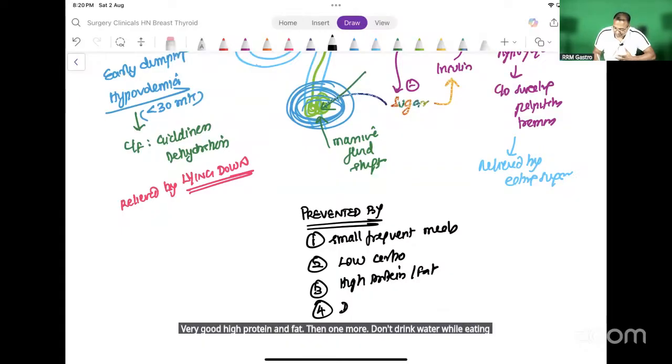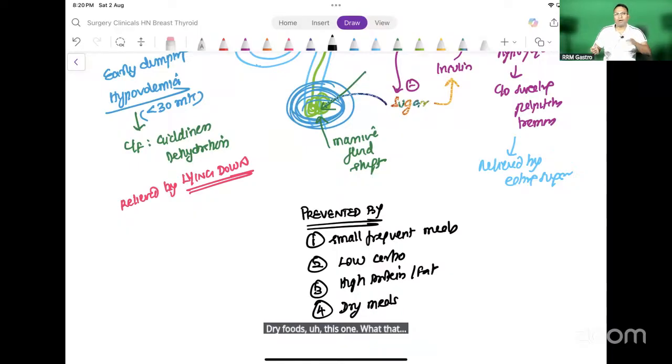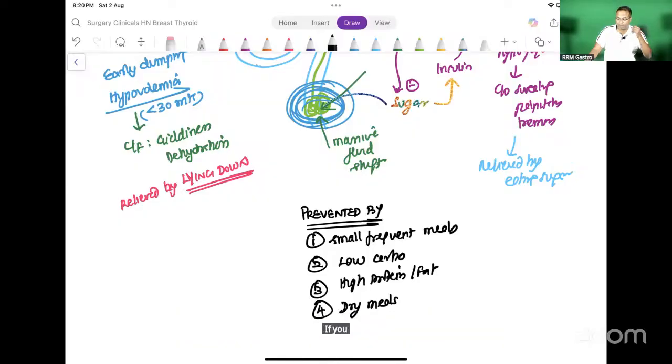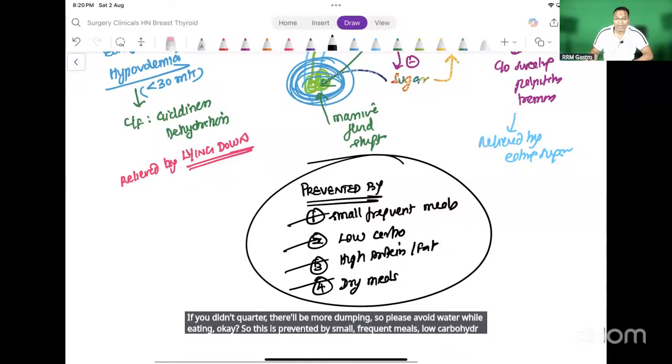So you take dry meals. You should not keep on drinking. Some people always take one mouthful of water. Like that, you should not drink water. If you drink water, there will be more dumping. So please avoid water while eating. So this is prevented by small frequent meals, low carbohydrate, high protein, and dry meals.